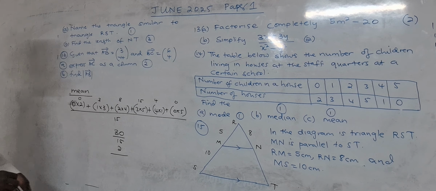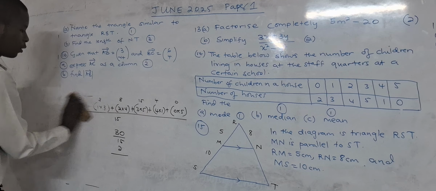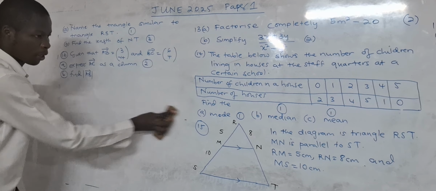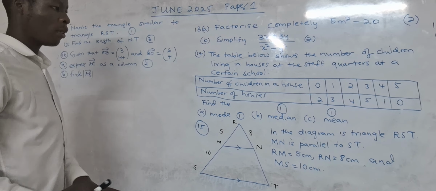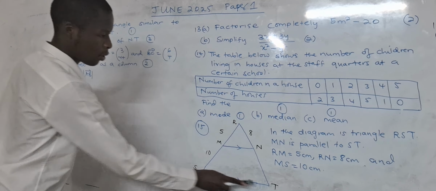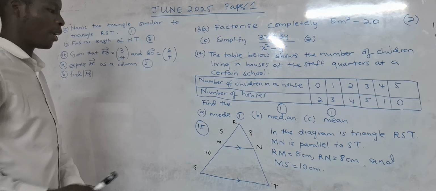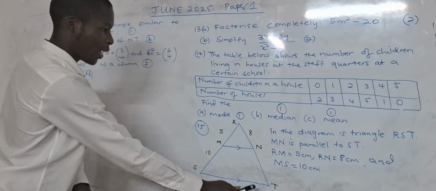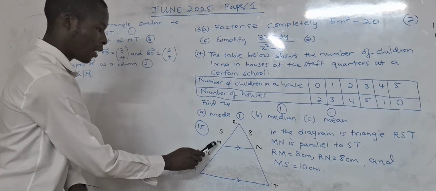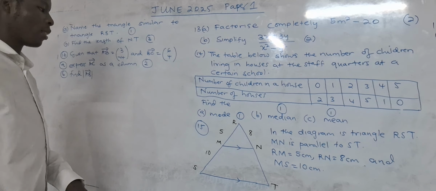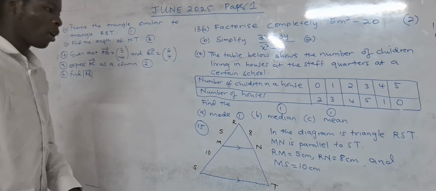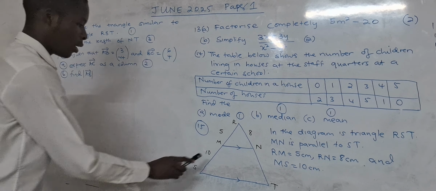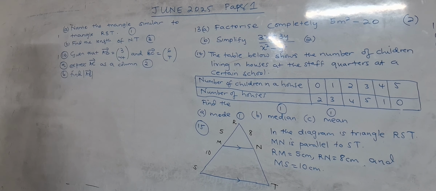Let's move on to question number 15. In the diagram is triangle RST. MN is parallel to ST. RM is equal to 5 centimeters. RN is equal to 8 centimeters. And MS is equal to 10 centimeters. Name the triangle similar to triangle RST.